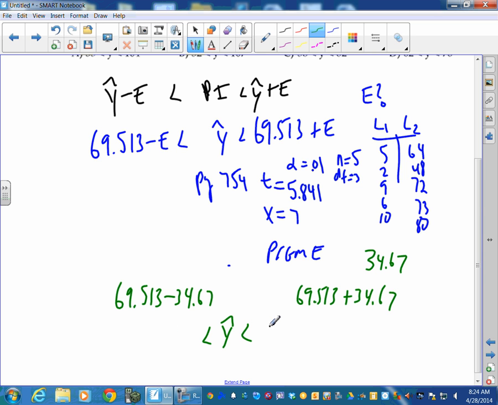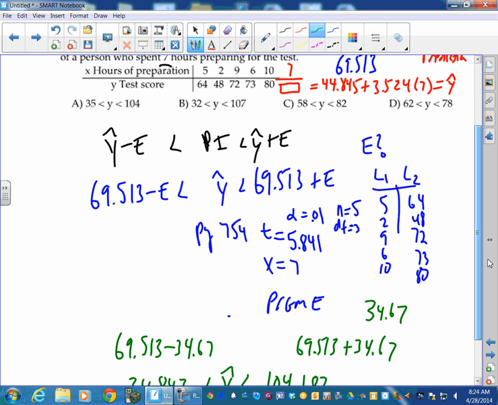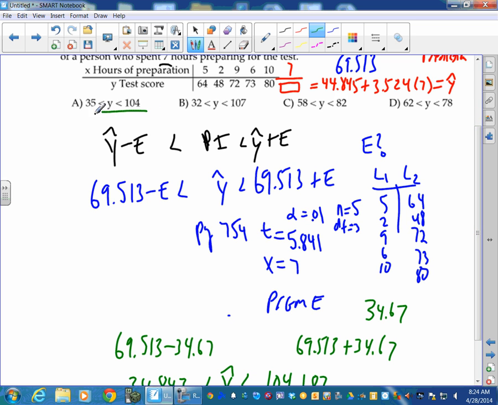What's the plus one? Okay. Yep. What's the minus one? So is that close to anyone's up there? Yep. Looks like A, doesn't it? 34 to 105. That program saves you a lot of time.